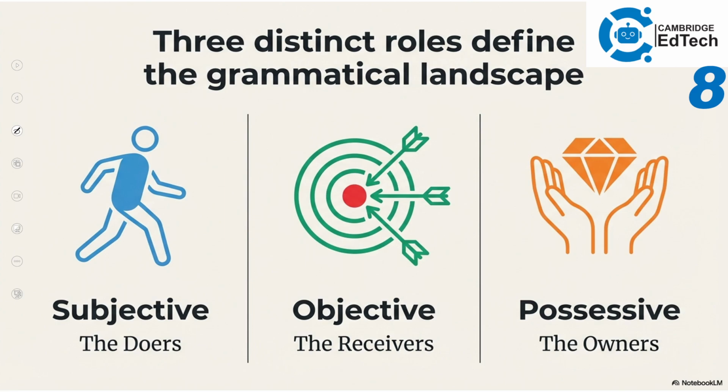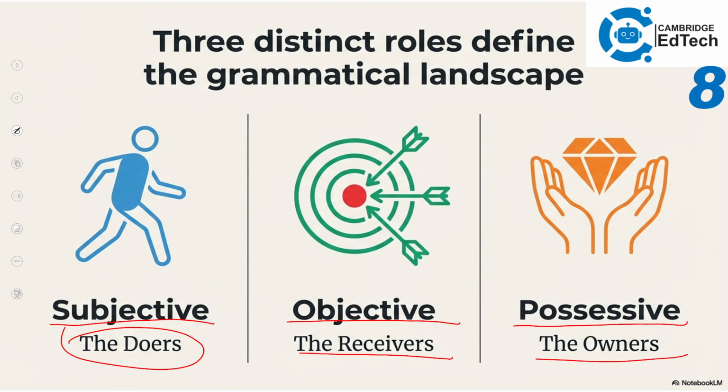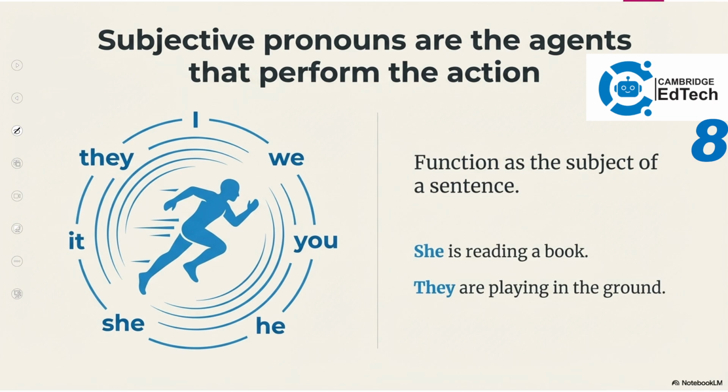Look at this. Subjective pronouns are called doers because subjective pronouns are used in the place of nouns. The nouns are also called doers, and the objective case of pronouns are called receivers, and possessive pronouns are used for showing ownership. So possessive pronouns show ownership, objective pronouns are the receivers, and subjective pronouns are the doers, and they can act as subject.